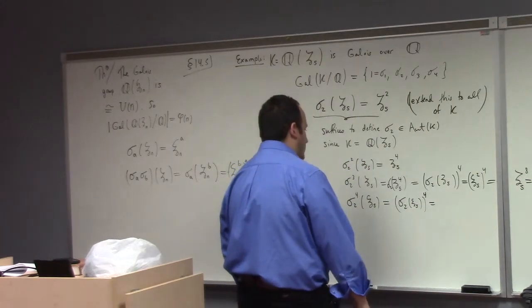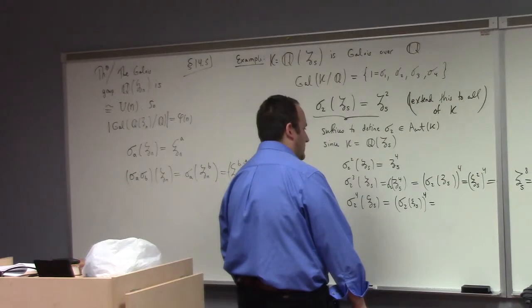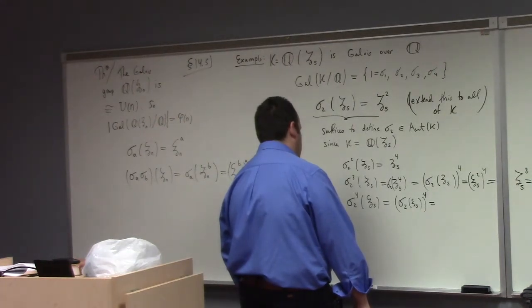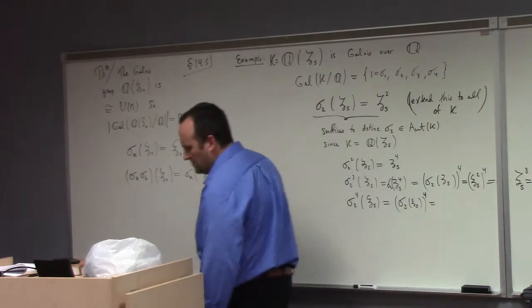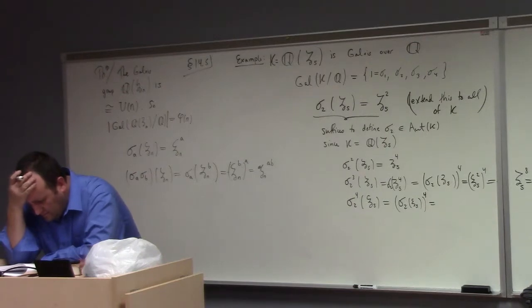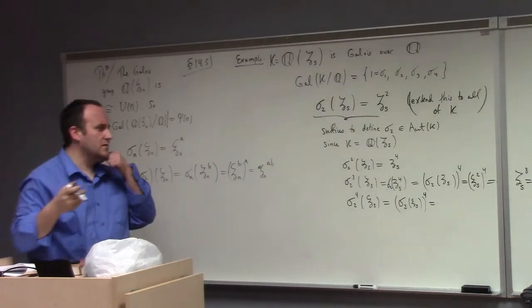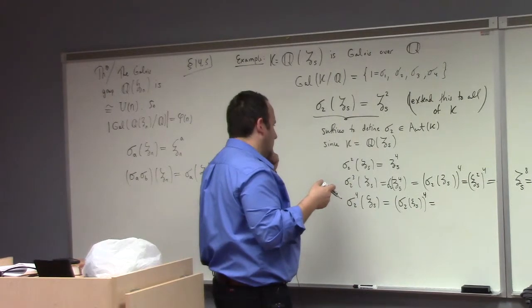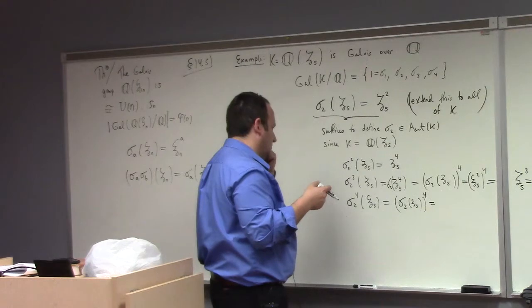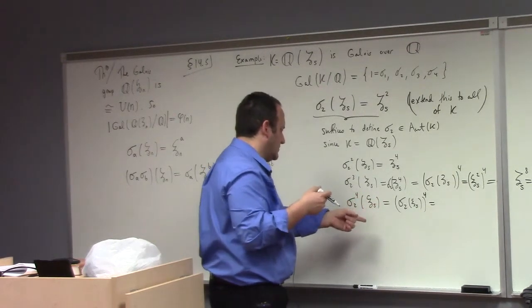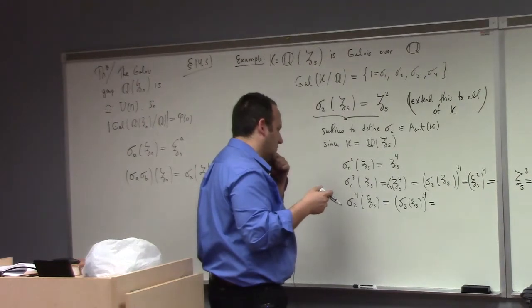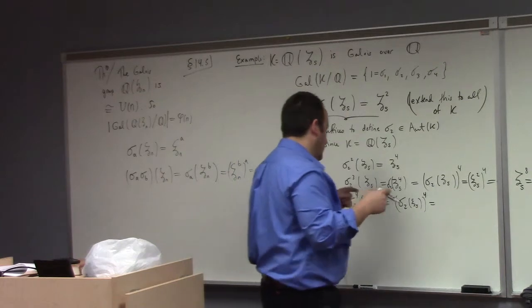Did I do something wrong? Oh, I'm an idiot. What? Son of a gun. You say to the what? What does this work out to? That's zeta 5 to the 8th squared, which is zeta 5 to the 6th, which is equal to zeta. So I don't have any errors here?